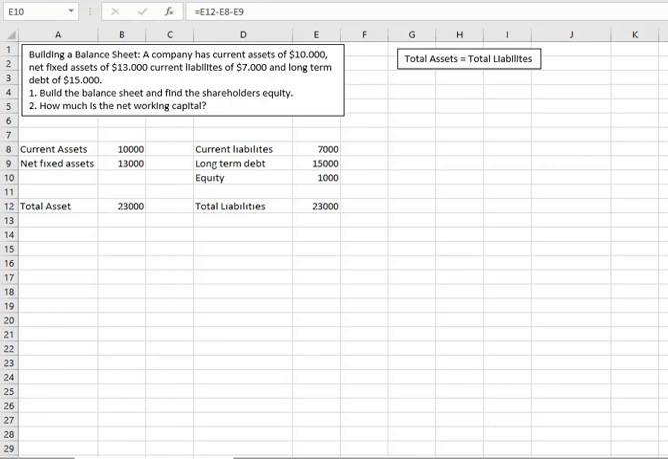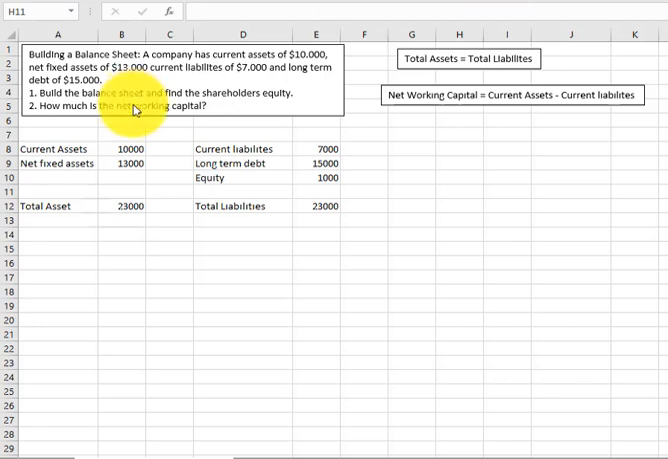Now, how much is the net working capital of this company? Now, net working capital is calculated as current assets minus current liabilities. So we can calculate. So current assets minus current liabilities is $3,000.